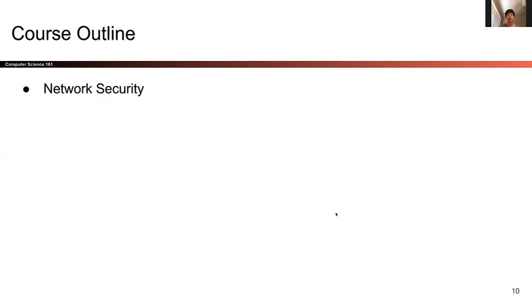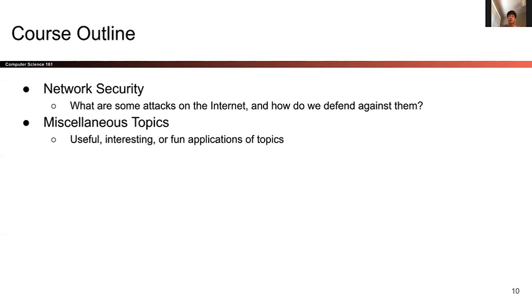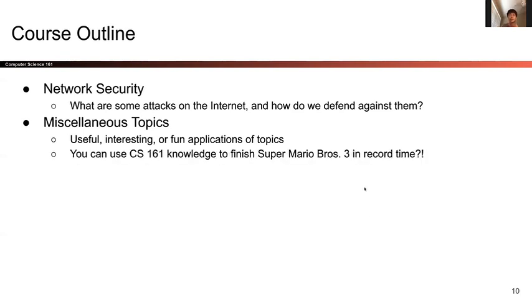And then the last part of the class is going to be network security. That's going to take up the last 2 weeks or so of the class. There we're going to talk about what attacks happen on the internet and how we defend against those. And then in the last week or so, while you're studying for the final, we'll have a couple of fun special optional topics. Those won't be tested, but for the last week, you can come join us and we'll show you some interesting applications of things that we're showing you in this class. For example, after you're done with this class, you're actually going to understand how you can finish the game Super Mario Bros. 3 in as fast a time as possible. So that should be fun.